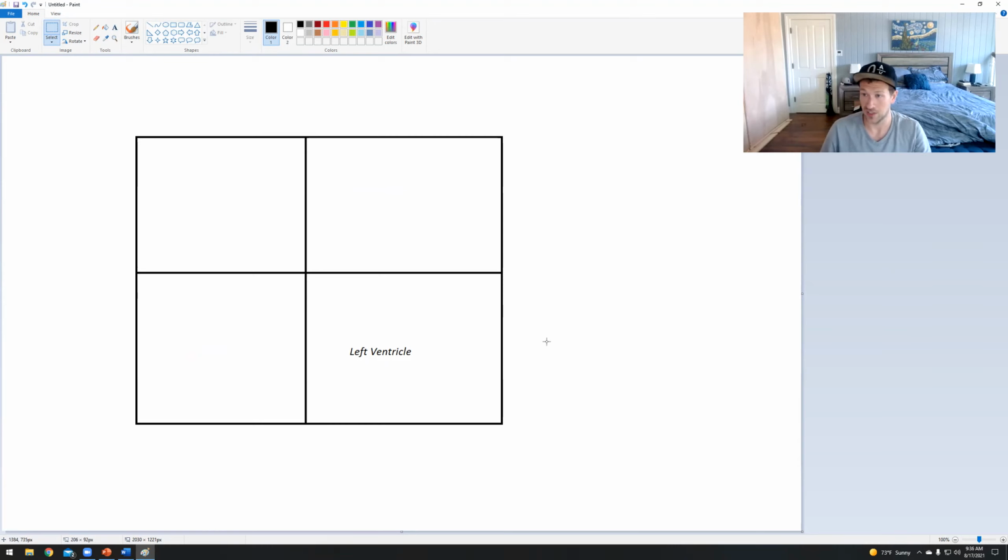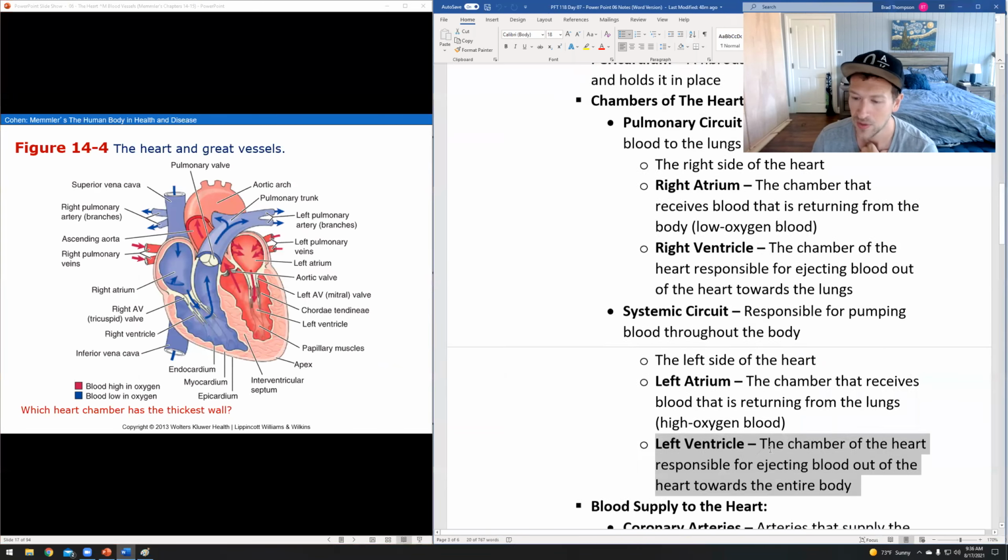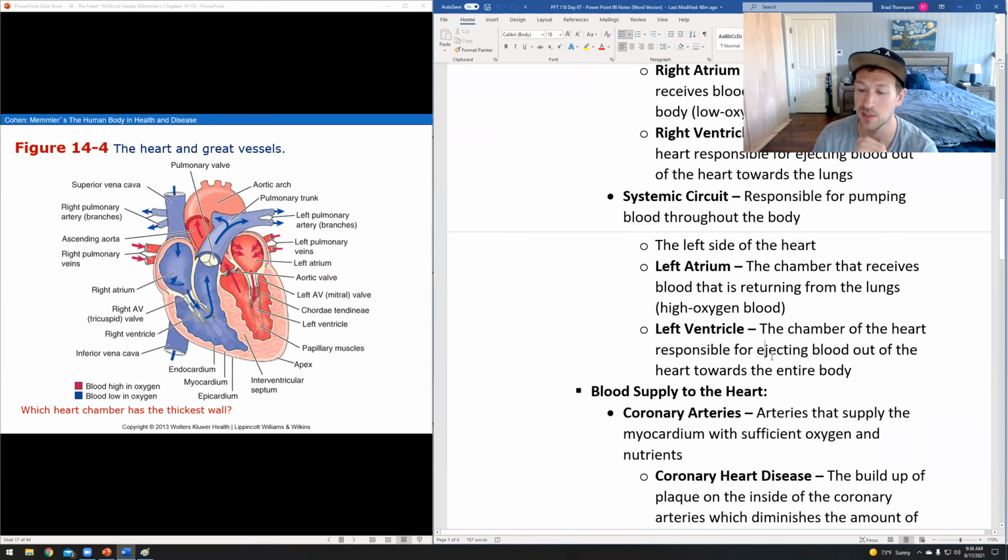just pay attention to this one, your left ventricle. That is probably the most famous one. That's the one that's most relevant to us. Your left ventricle is the chamber of the heart that's responsible for ejecting blood out of the heart so that it can literally deliver oxygen to everywhere around your body.